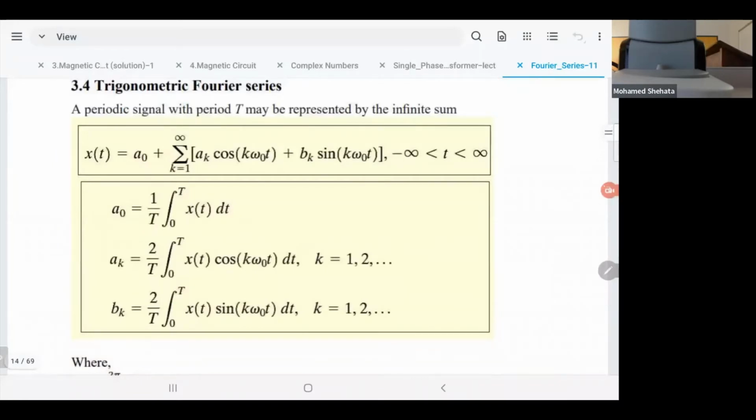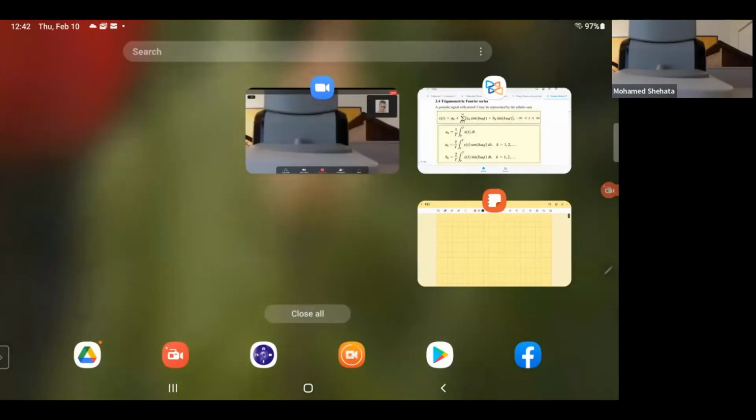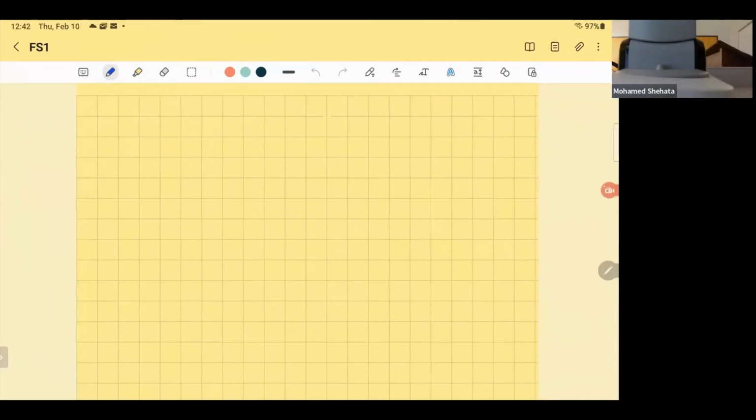X of t, this is the signal that you have, obviously a function of time, a continuous time signal. It said we can express it. I don't want to write the equation for you now. Just let me tell you what he can do. He said that if you have any periodic function, let's say something like that.